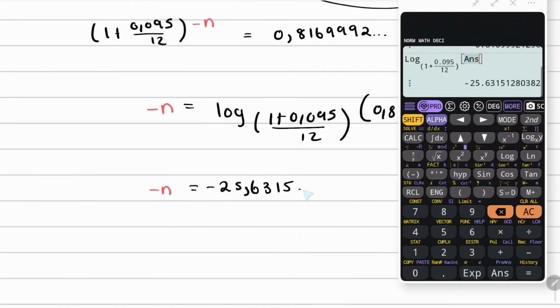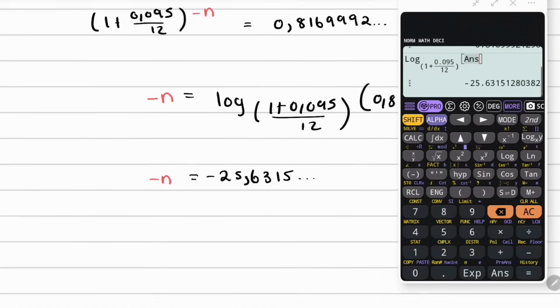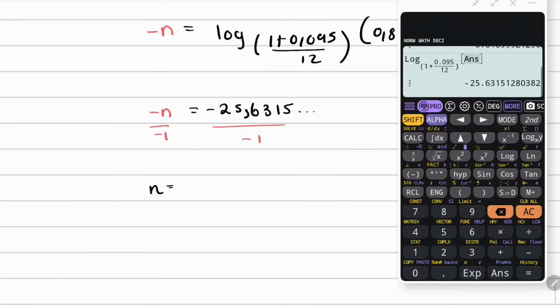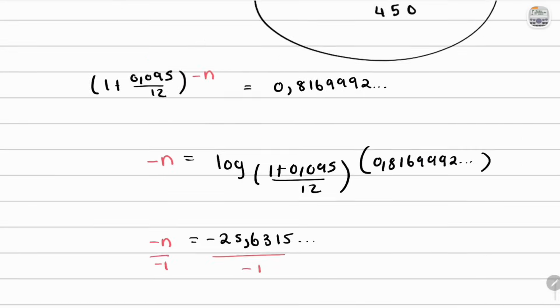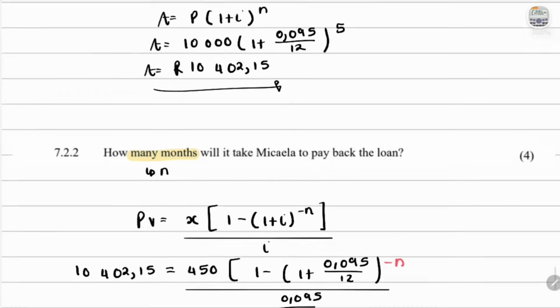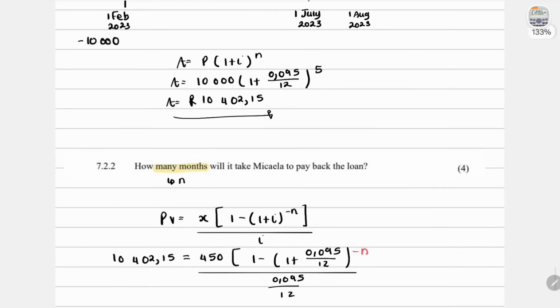So it is negative 25.6315. But of course, we are going to multiply both hand sides by negative 1, or divide by negative 1 as well, and that will give us our answer as a positive number. So it is just 25.63, rounded off to 2 decimal places. Now, we would need to go back to the question just to see exactly what they were asking for, so that we can understand what answer we should take.